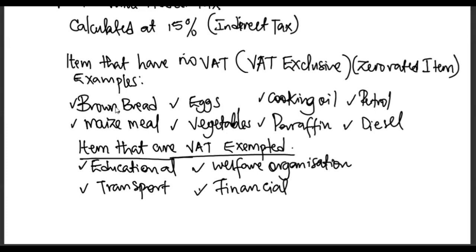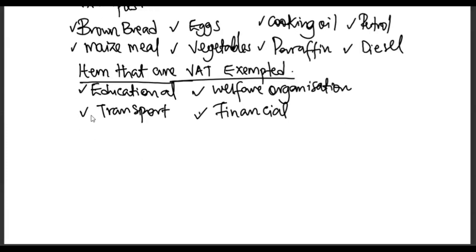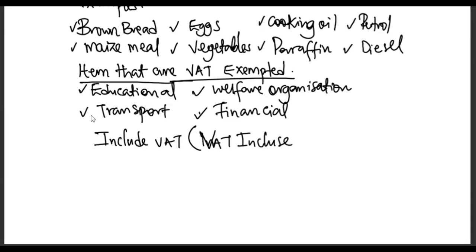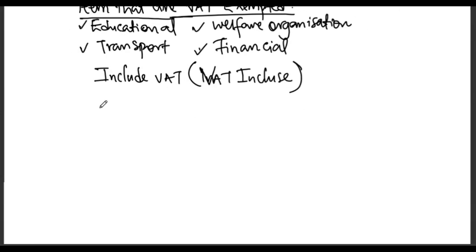But exempted, then we have zero VAT. Then the rest are VAT inclusive. So if an item includes VAT, we say it's VAT inclusive. Items that include VAT, simply we say VAT inclusive items. All right.